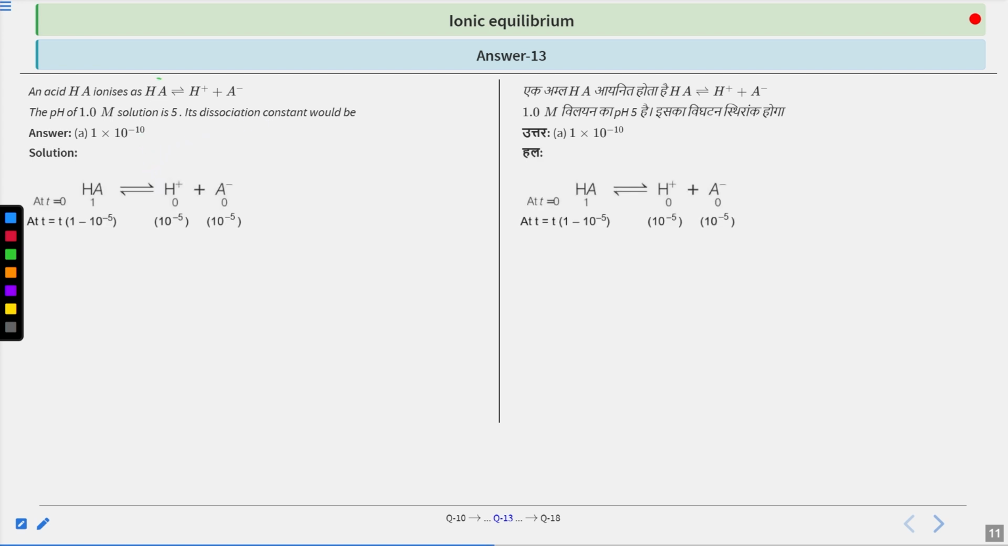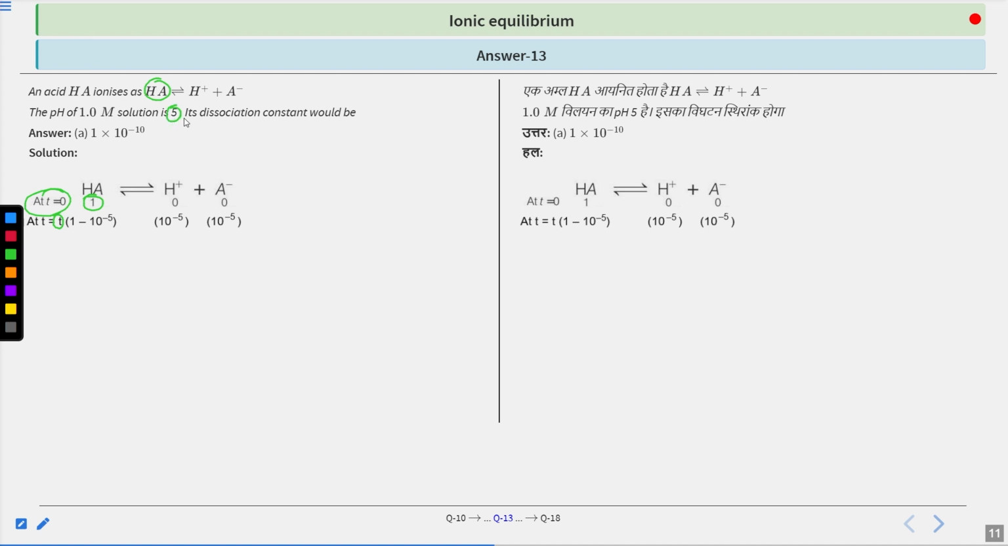If we write the HA dissociation in terms of concentration, then initially only HA is present, whose concentration we have assumed as 1. So H plus will be 0 and A minus will be 0 when we have just dissolved it. After time t, suppose this is your H plus concentration.